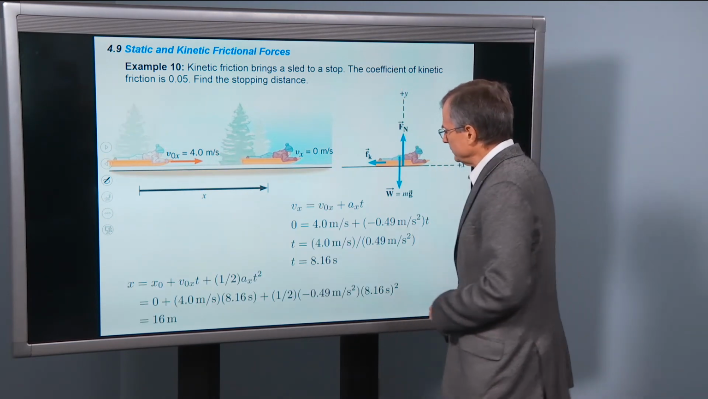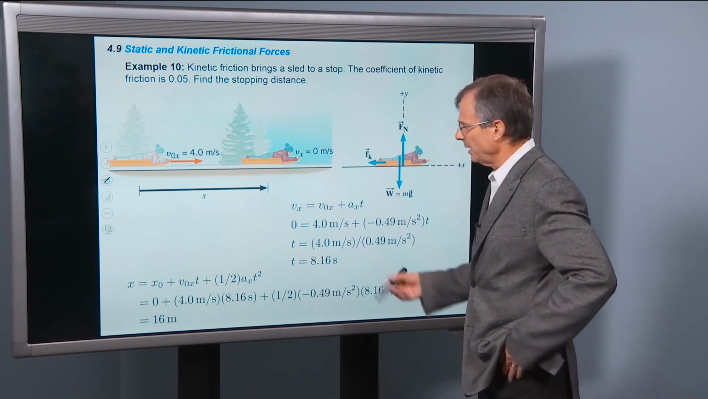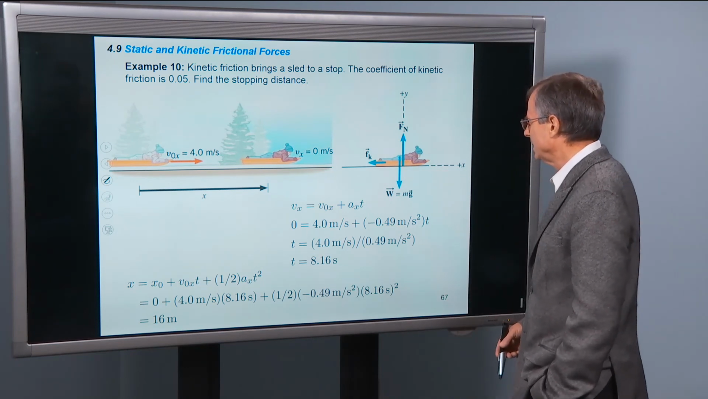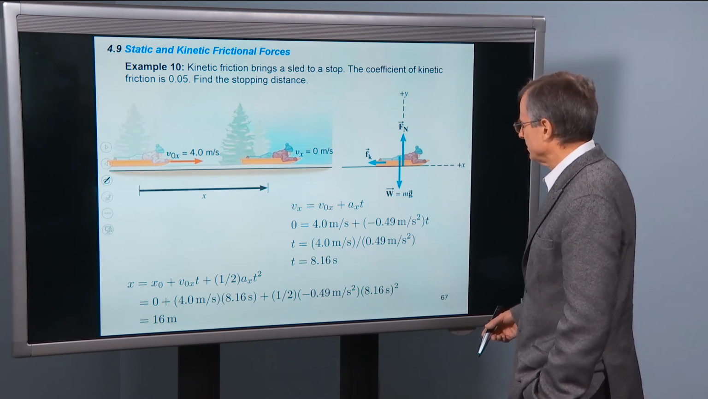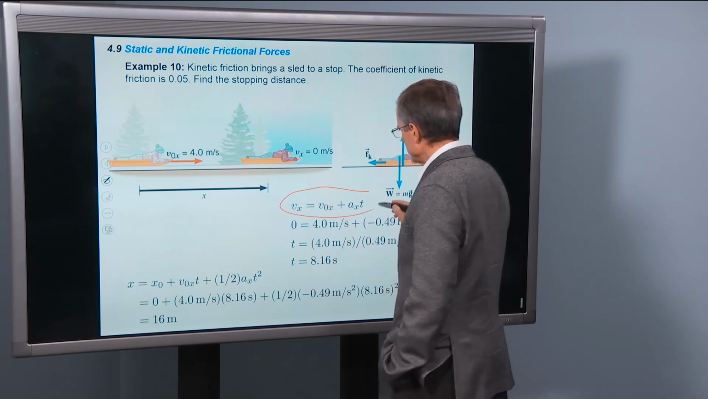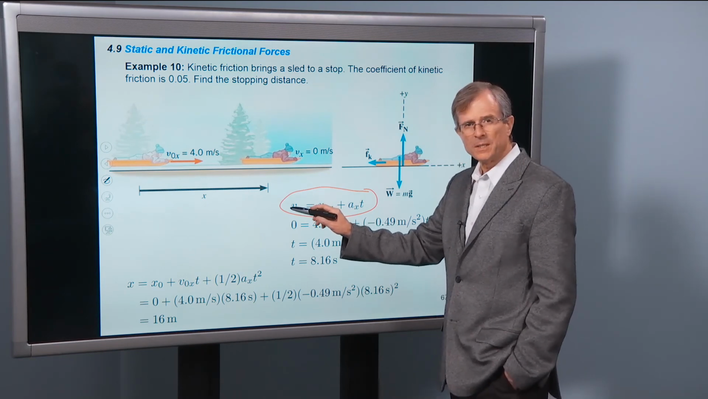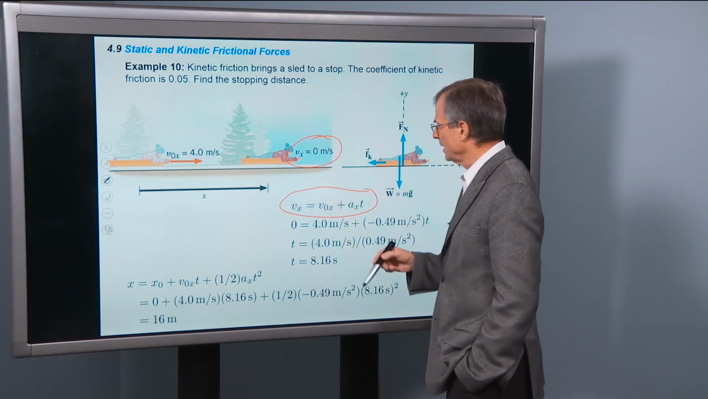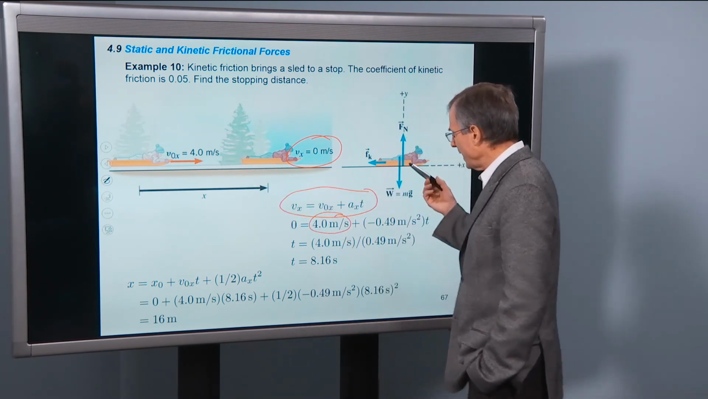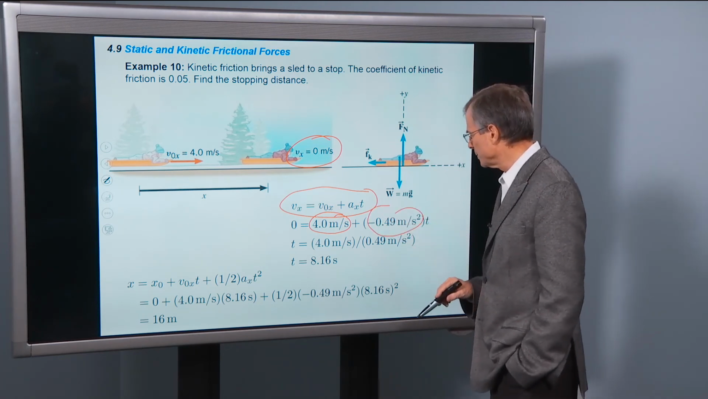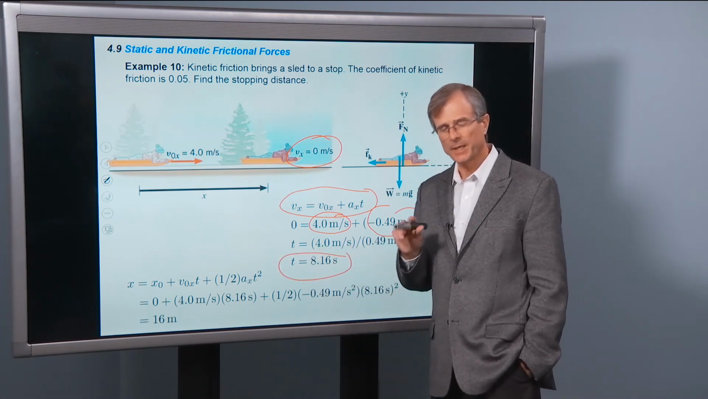All right. So let's find the stopping distance. Well, now we know the acceleration, and we can go back to Chapter 2 to find the stopping distance. And what we'll do is we'll start off with the velocity equation, and we'll say V x, that's the final velocity in the x direction. Well, what's that? It's 0. V naught x, that's the initial velocity in the x direction, that's 4 meters per second. a x we know, minus 0.49 meters per second squared times t. So we can solve for t. It takes 8.16 seconds for that kid to stop on his sled.